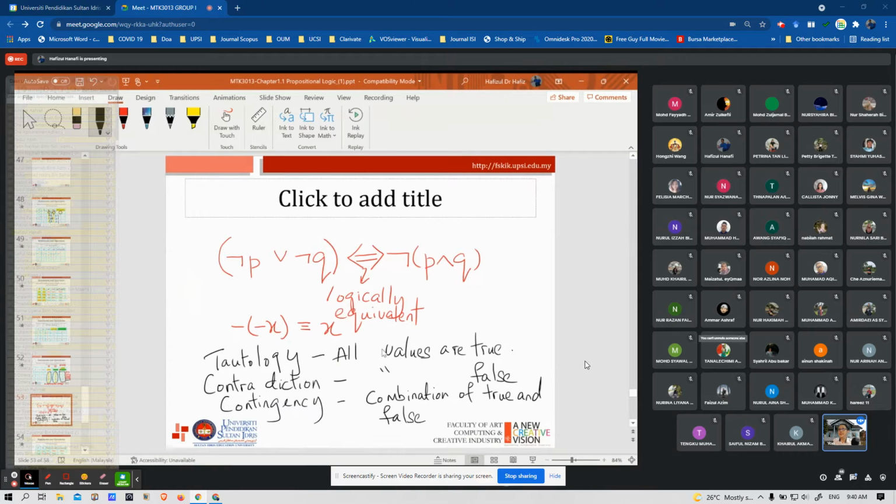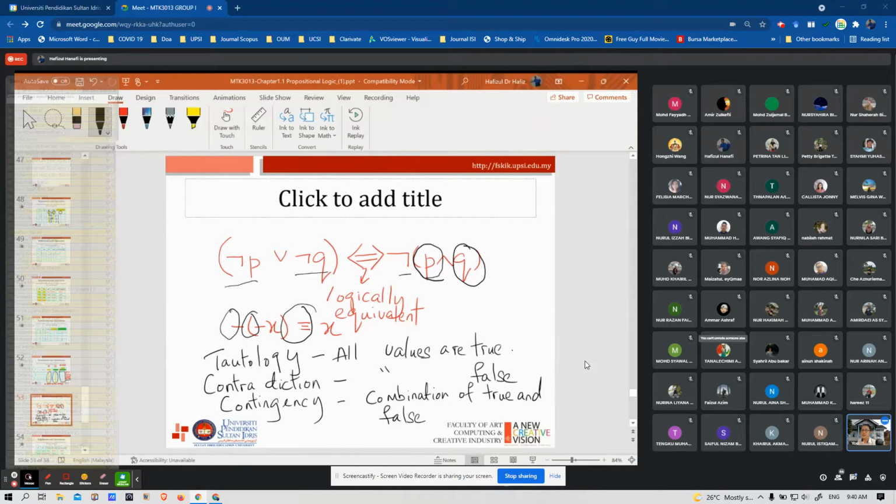This one is a tautology, contradiction, and contingency. We have logically equivalent because the output of truth value for negate P and negate Q is equivalent to negate P and Q. If you have the x value and you negate x two times, it's equivalent to x: positive, negative, negative to positive. And then the tautology, all the values are true.